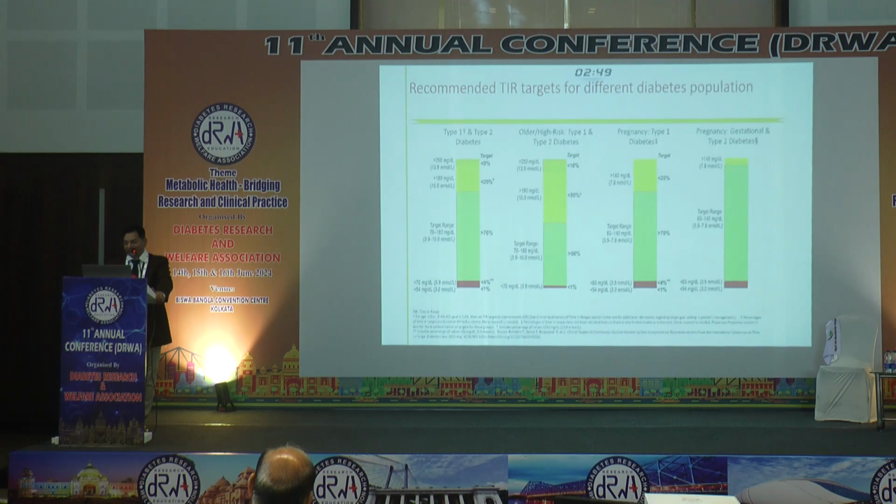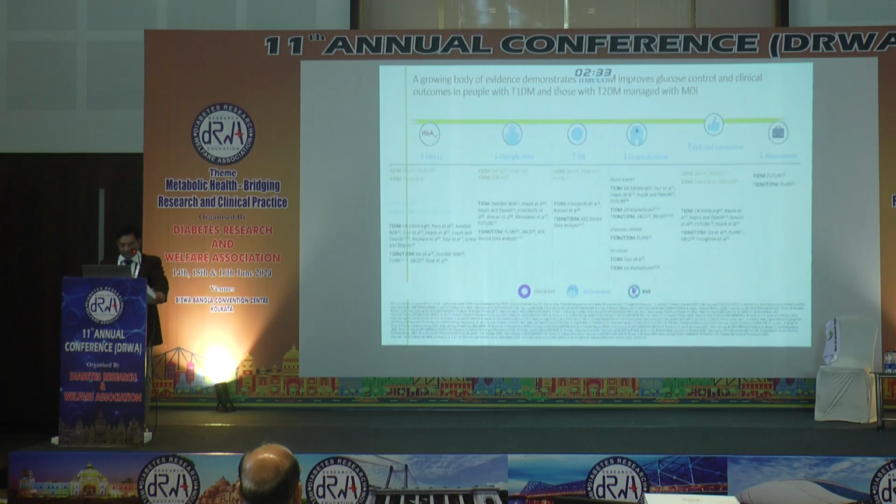Pregnancy is the area of my concern, where I'm very much interested. In type 1 diabetes pregnancy, we aim for more than 70%, and in pregnancy with gestational and type 2 diabetes, we should try to achieve 80% TIR, and in GDM and pre-gestational type 2 diabetes.